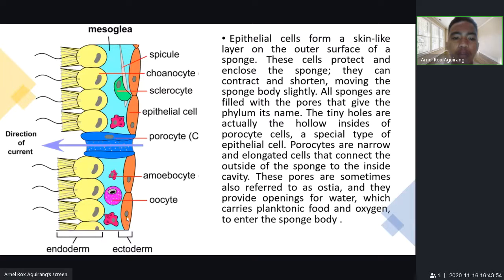So the brown shapes are the ones on the outside. The yellow ones, the flagella, are the ones on the inside. These pores are sometimes also referred to as ostia. They provide openings for the water, which carries planktonic food and oxygen, to enter the sponge body.